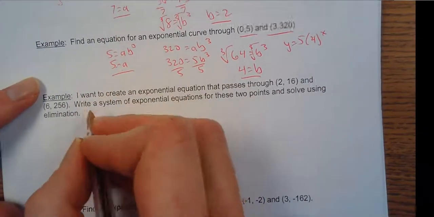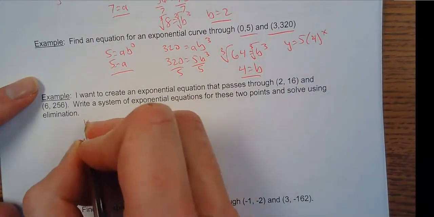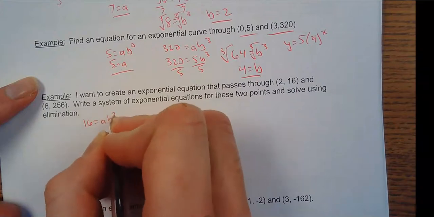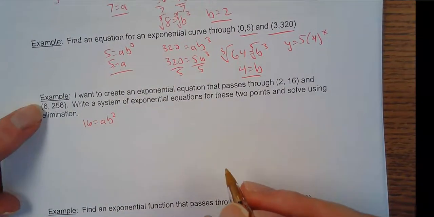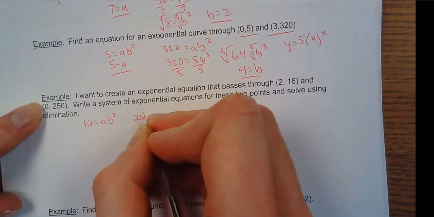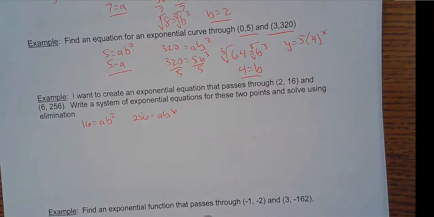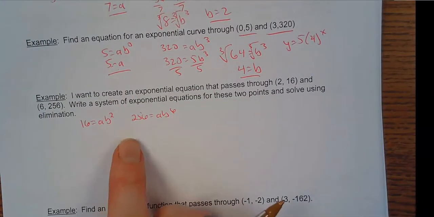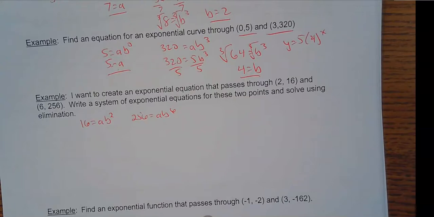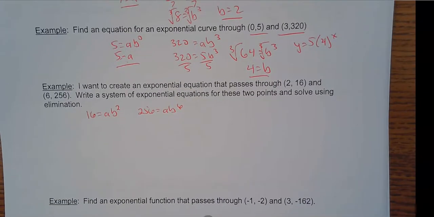That's okay. So this one would be 16 equals ab to the 2nd. And then using this guy, 256 is going to equal ab to the 6th. What I need to do now is, it's probably easiest to solve one of these equations for a. Get a by itself. Don't get b by itself. It's going to be easier to get a by itself. I would do the one with smaller numbers.